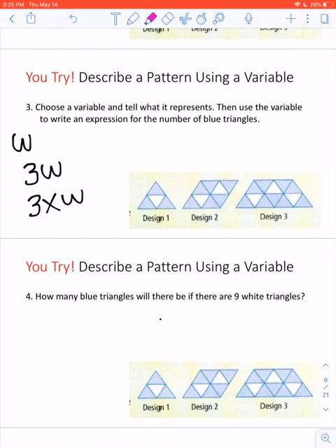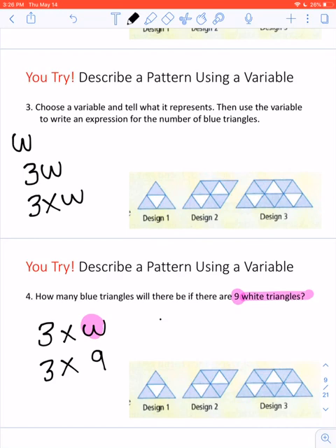How many blue triangles will there be if there are 9 white triangles? Well, I'm just going to plug it into my formula. My formula is 3 times W. W stands for white triangles. So here they're telling me if I have 9 white triangles, so I'm going to put 3 times 9. 9 represents W, the variable. How many blue triangles would I have?